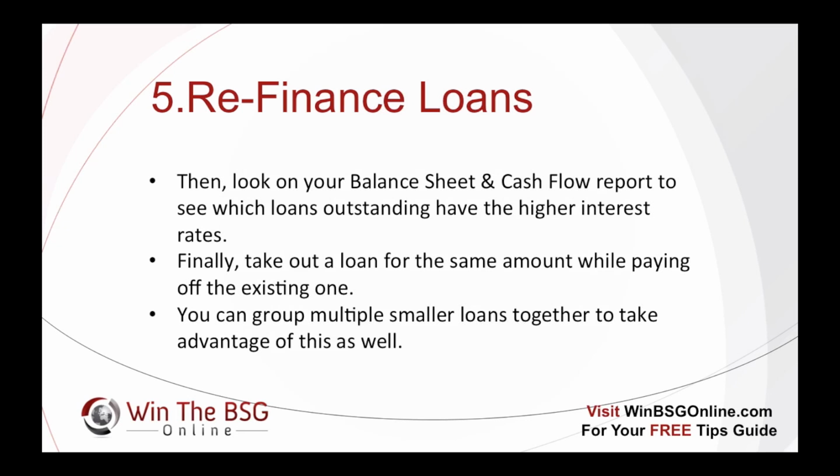And then go to your balance and cash flow report to see which loans outstanding have higher interest rates than you can currently get. And then go to the finance screen and take out loans for the same amount while paying off the existing ones. You can group multiple smaller loans together as well.